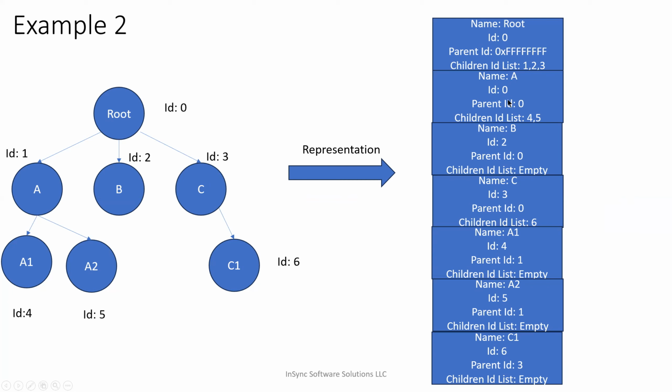And A has a change, wherein the children ID list is not empty now, it is 4 and 5. And then B is the same. C has just one child in its list, which is 6. And then the children A1, A2, and C1 are just added. So the list now consists of 7 nodes. So a list of 7 nodes is this tree. What are the operations that we can do on a tree in general? And we can look at how we do that.